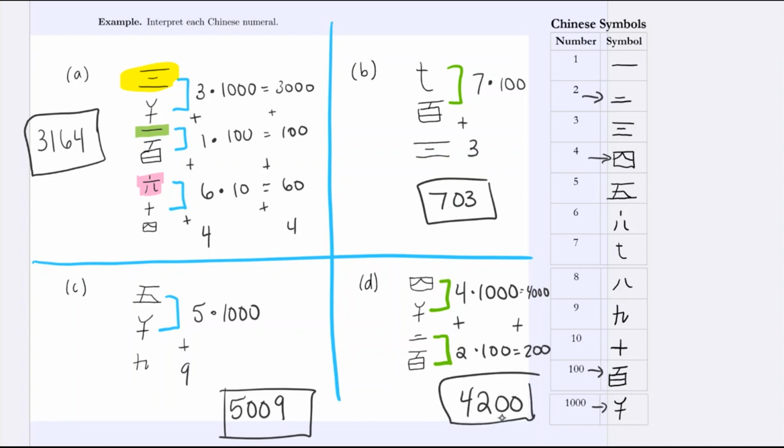And notice we've got no tens represented. That's why we don't have a third pair with the tens. And we've also got 0 ones. That's why we don't have just a lingering 1 symbol there.